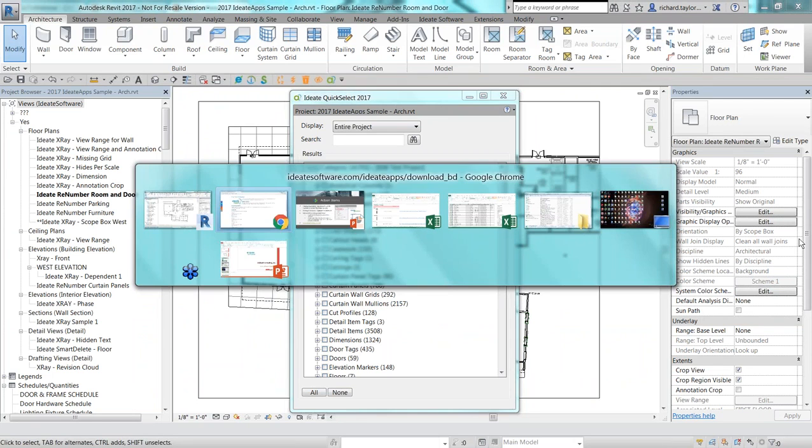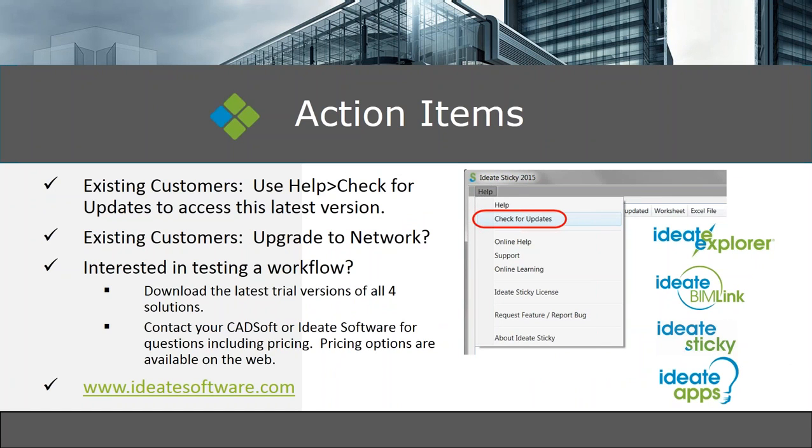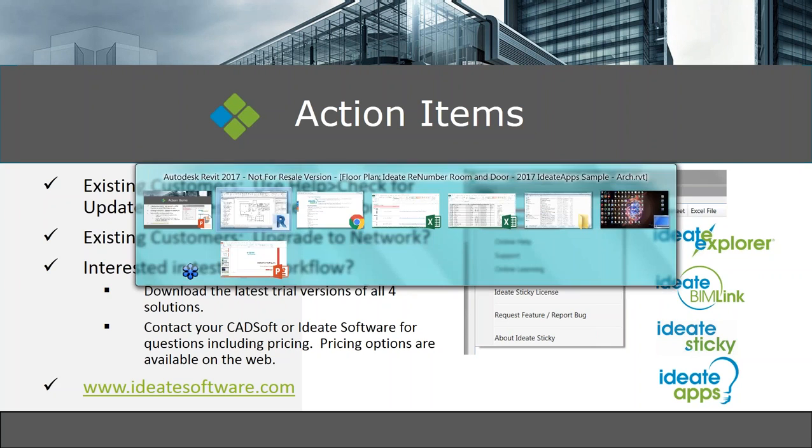If you are not a current Ideate software customer, then you have the ability to go to our website and download a trial version of all of our solutions. So it's a 14-day trial, and it's a full working trial of all of our 4 solutions. The only caveat is for Ideate BIM Link, we restrict the number of rows you can export to 25.